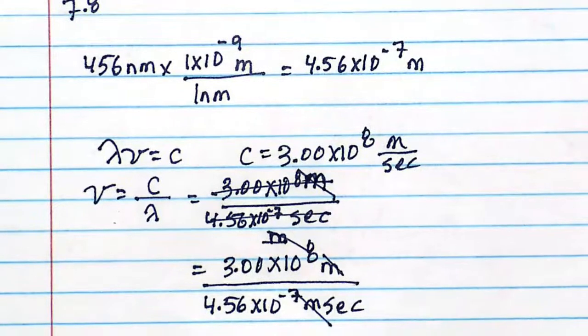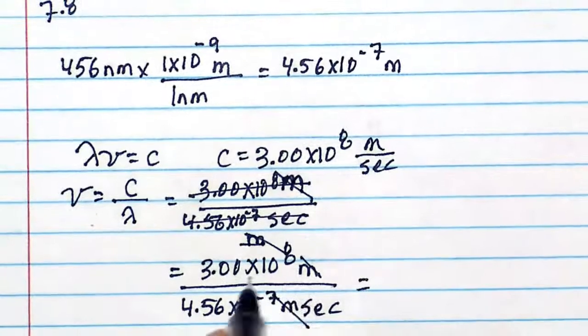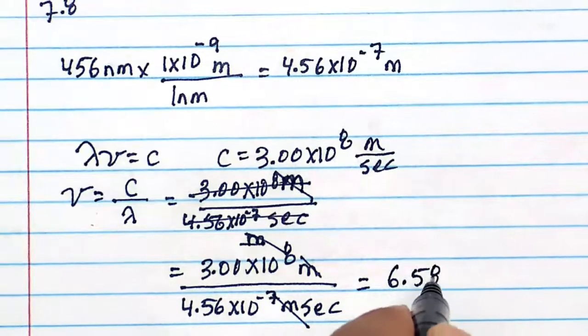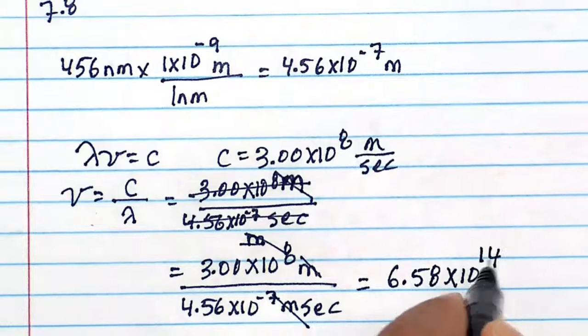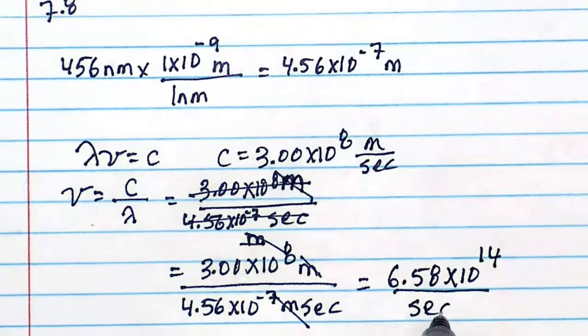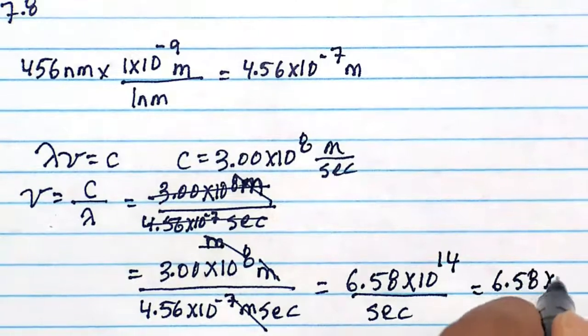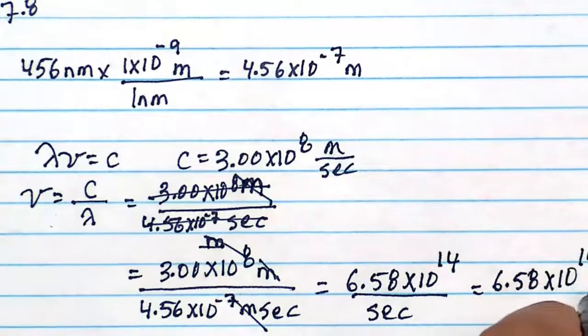Meters cancel. We're left with inverse seconds, or 1 over seconds, which we know is hertz. Doing that on my calculator, 3 times 10 to the 8th divided by 4.56 times 10 to the minus 7 gives us a value of 6.58 times 10 to the 14th over seconds, which is the same thing as 6.58 times 10 to the 14th hertz. Remember, hertz is the same thing as 1 over seconds.